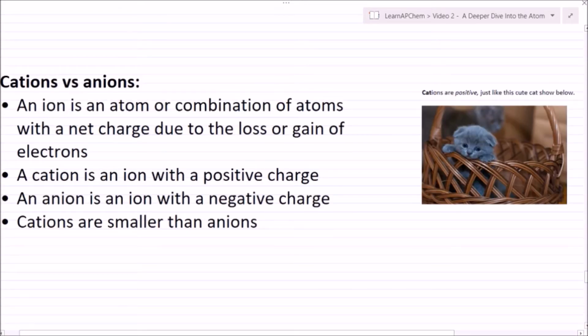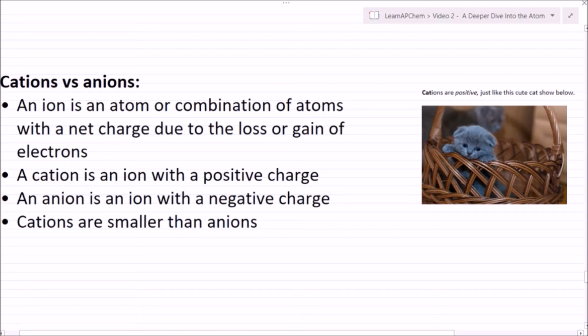Alright, so now let's talk about cations versus anions. You may have heard these terms thrown around, and you might be wondering what this means. So we'll start off by saying that an ion is an atom or combination of atoms with a net charge due to the loss or gain of electrons. A cation is an ion with a positive charge, and an anion is an ion with a negative charge. So we can sort of remember this by saying that cations are positive, just like this cute cat shown below.